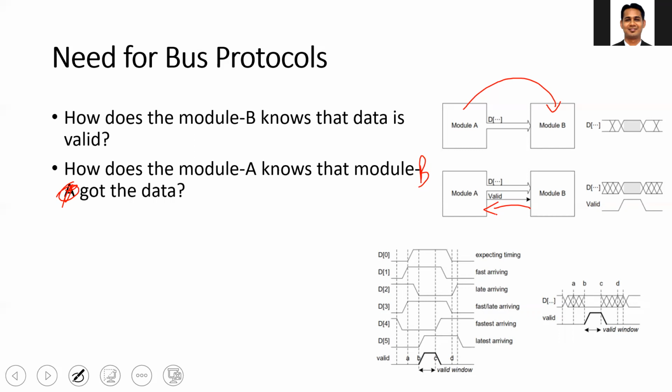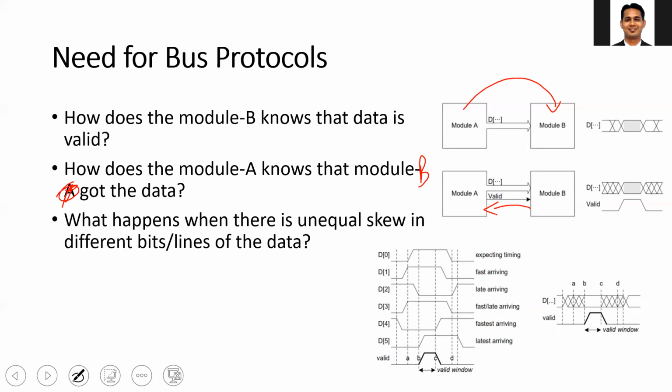Then we also need to take care that the data bus from module A to module B consists of multiple 1-bit signals. There may be unequal skew between all the bits. So you need to make sure that this valid signal goes high when all these bits are stable at their appropriate values. So this valid signal needs to be generated carefully.